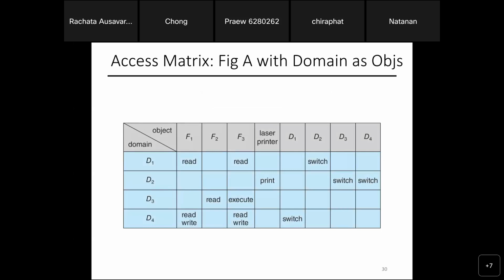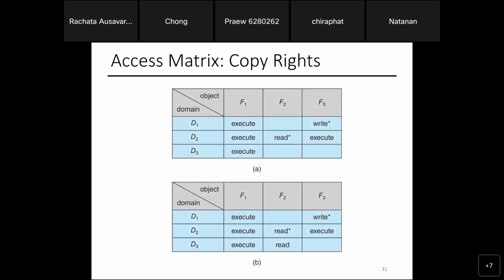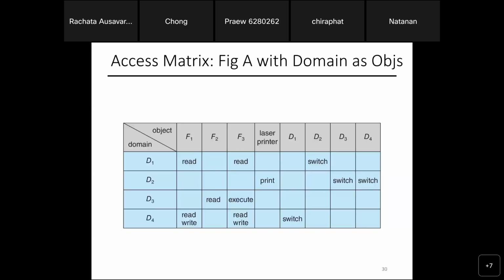For example, D1 can switch to D2. D2 can switch to D3 and D4, and D4 can switch to D1. If you have a root user here, it's like switch: I can switch to anyone, right? Yes. I switch the domain. Basically, think of it as I switch the user from domain 1 to domain 2 to domain 3, for example.